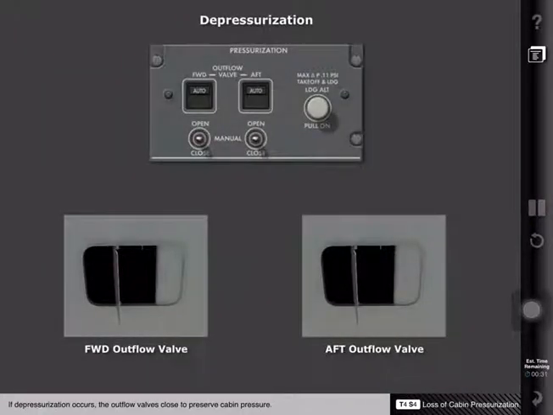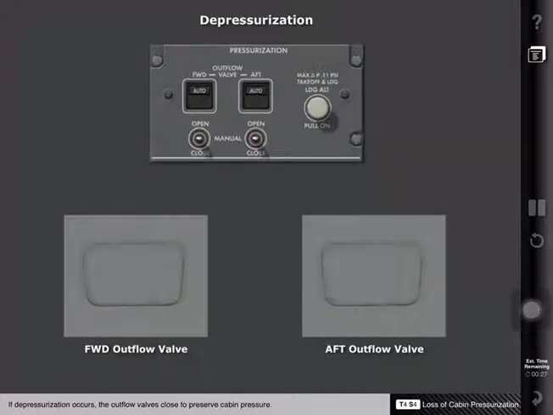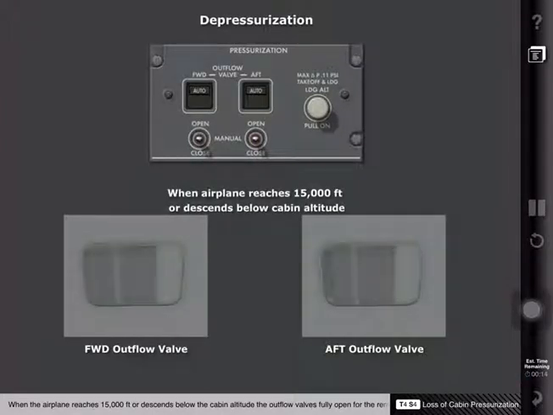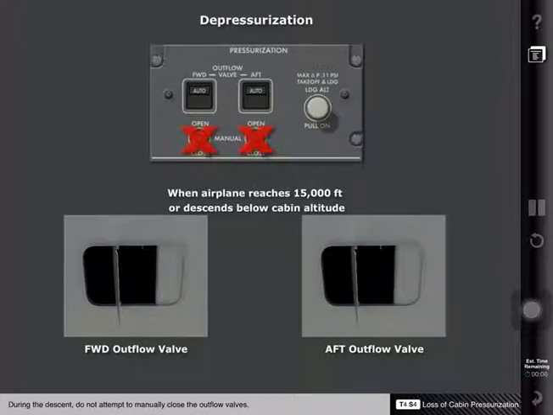If depressurization occurs, the outflow valves close to preserve cabin pressure. The outflow valves remain closed while the airplane is descending and cabin altitude is increasing. When the airplane reaches 15,000 feet or descends below the cabin altitude, the outflow valves fully open for the remainder of the flight. During the descent, do not attempt to manually close the outflow valves.